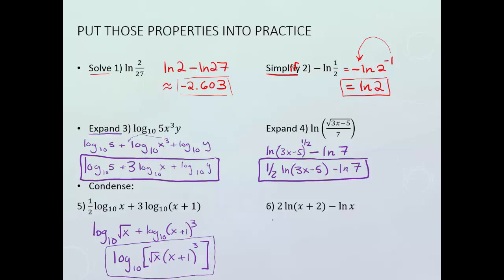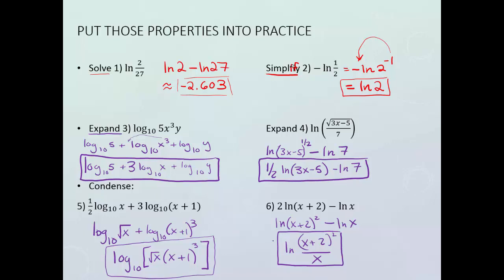Same thing with this one. We end up getting ln of x plus 2 squared minus ln of x. So we want to condense those more because this is subtraction, so we can divide. ln of x plus 2 squared divided by x. And that's as condensed as it's going to get.